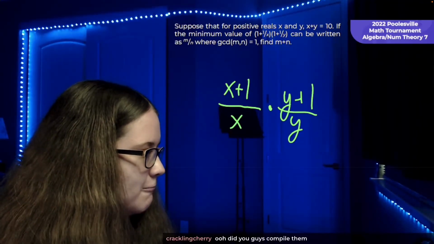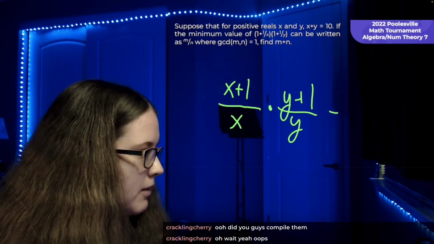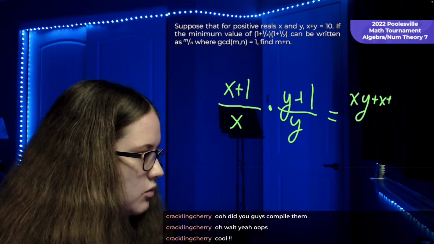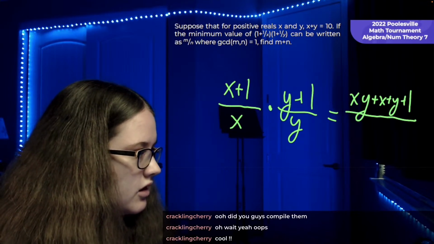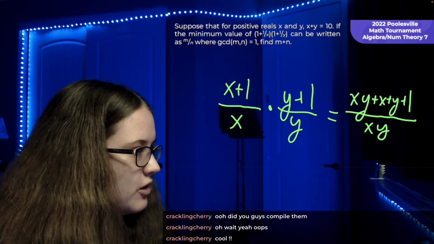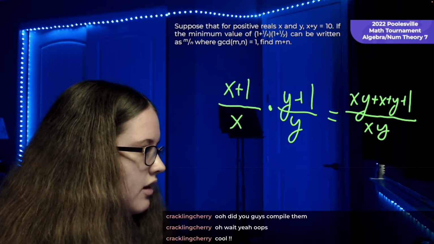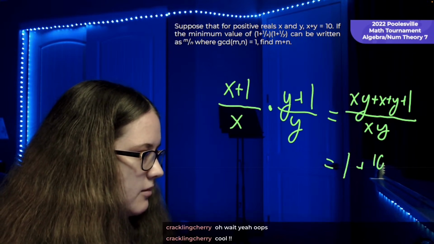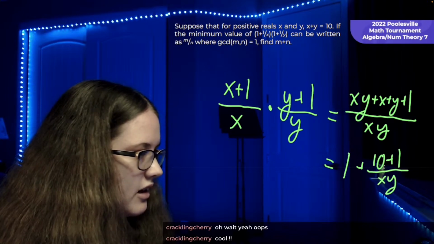Okay. What do I want to do here? Maybe let's combine those. So that's what? xy plus x plus y plus 1 all over xy. We know x plus y is 10, so that is 1 plus 10 plus 1 over xy.